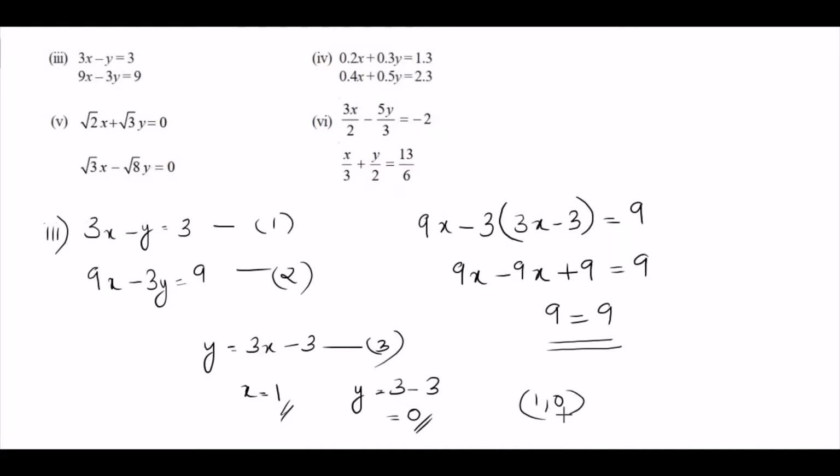Now when you substitute this (1, 0), you can see 3 into 1 minus 0, that is 3. Similarly, 9 into 1 is 9. 9 minus 0 is 9.